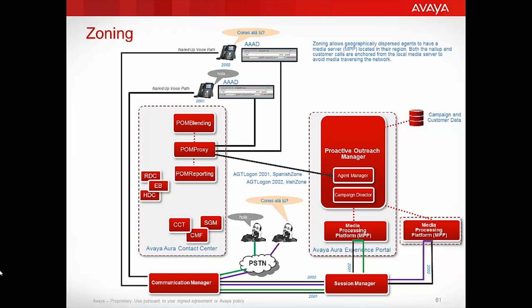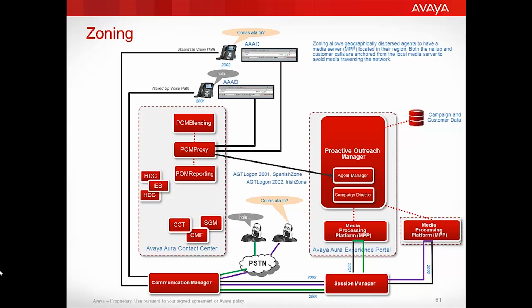Next, we will look at zoning. So zoning allows for geographically dispersed agents to have a media server located in their region. The idea of this is to avoid media traversing the network. So the agent's Nailup and the customer calls are both anchored from the local media server. This is also useful because each media server can have different call progress detection settings for detecting voicemails versus live customers.